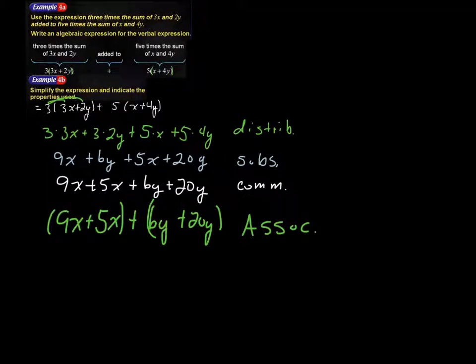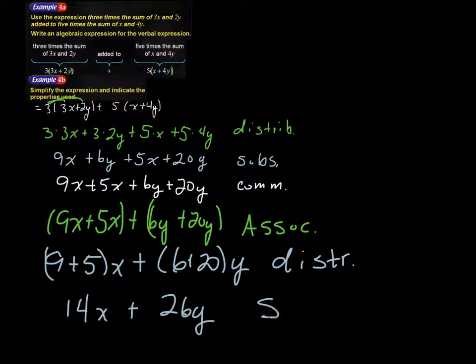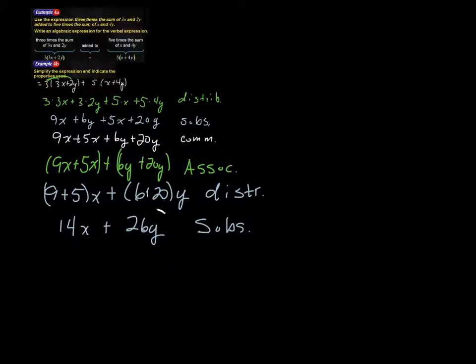And then I can kind of undistribute. I could take out my x, so I'll have 9 plus 5x, and 6 plus 20y. So that's a different version of the distributive property. And then finally I can add 9 plus 5 is 14, and 6 plus 20 is 26. And that's just substitution. Now, x's and y's are not like terms. We cannot add them, so that is our final answer.